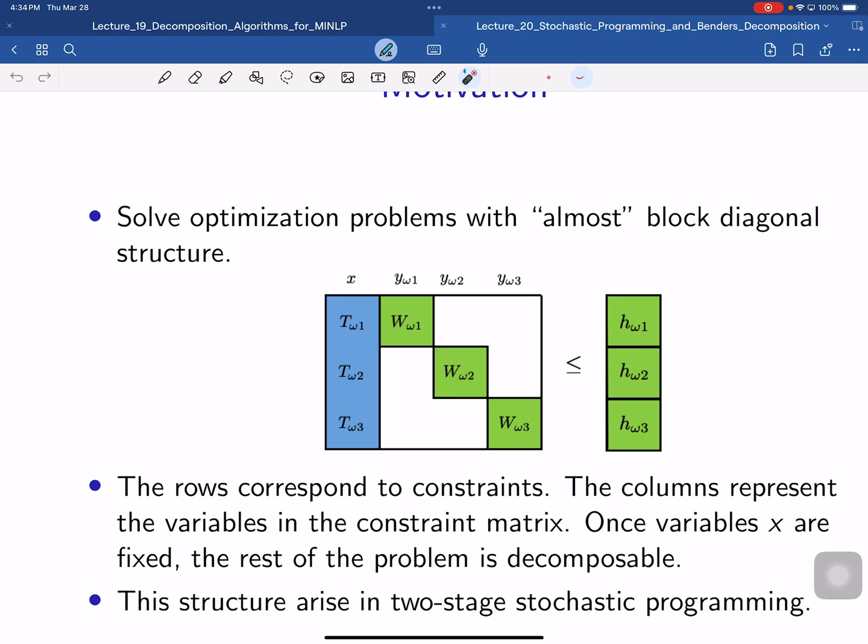Right? So is the structure of this problem clear? So the x here is a so-called complicating variable. The reason you call x complicating variables is because once you get rid of the x, the problem is very easy to solve. Right? It can be decomposed by these three separate blocks here.